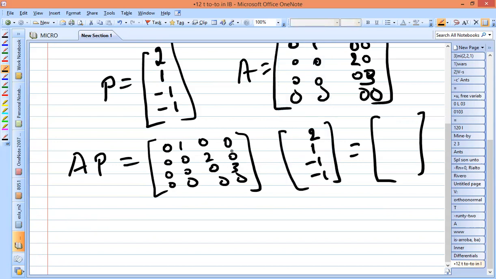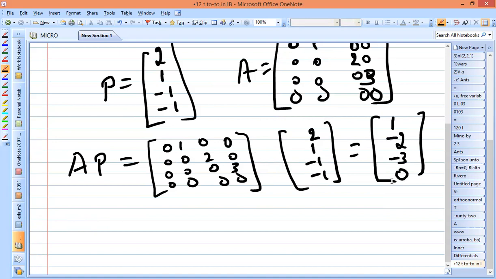0 into 2 is 0, plus 1 into 1 is 1, plus 0 into minus 1 is 0. 1, ma'am. Yes, 1. What is the next element? Directly you just observe the elements. Minus 2, minus minus 3, 3.